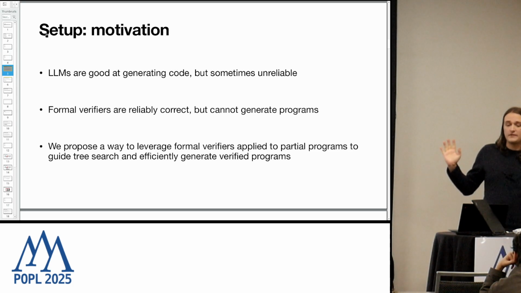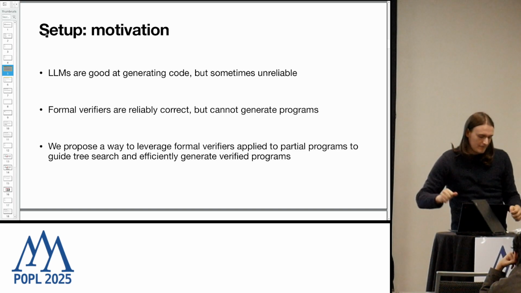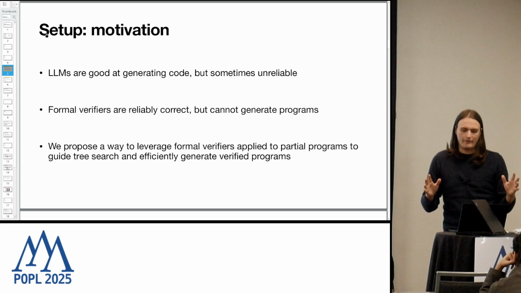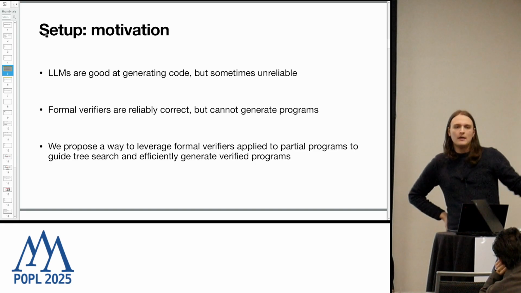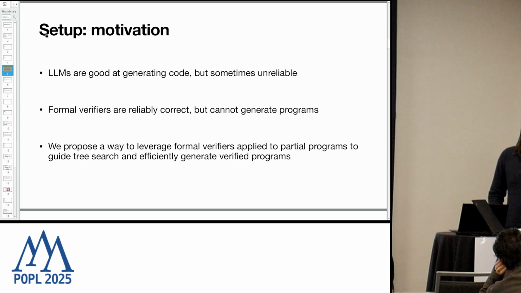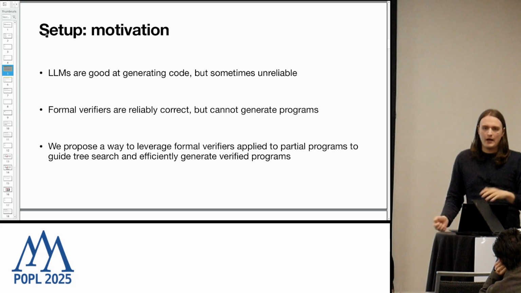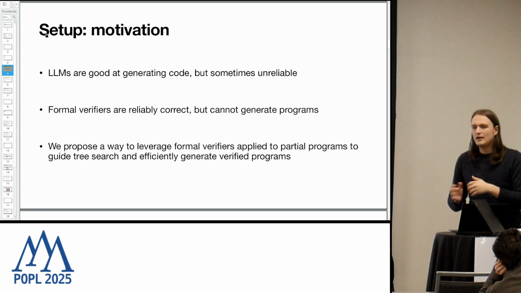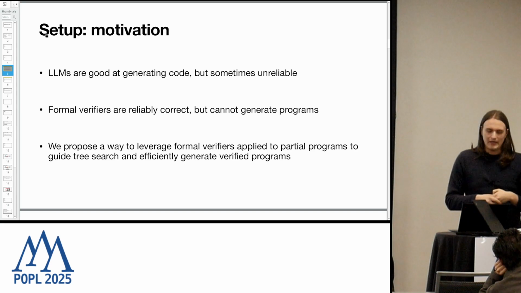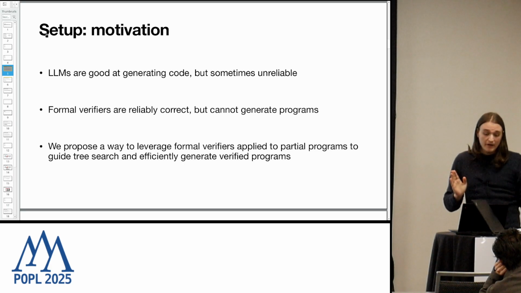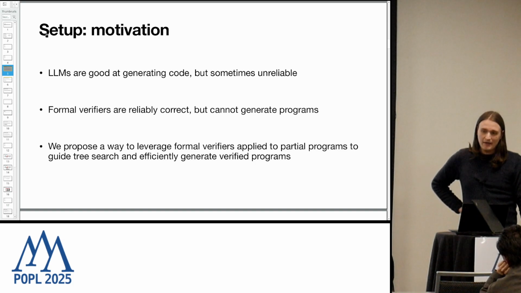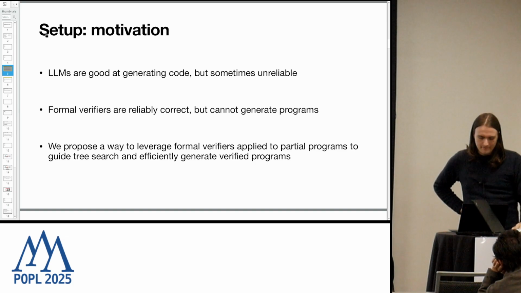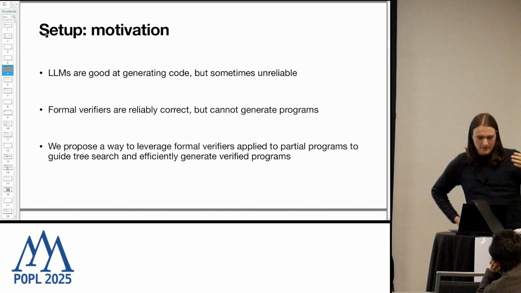As we've heard very often today, here's the basic pitch for this kind of arrangement. An LLM is pretty good at generating code, but it's sometimes unreliable, by which I mean it's probabilistic. It could output anything from some kind of brilliant proof to something that's really not very smart. Formal verifiers, on the other hand, are reliably correct, barring any bugs, but they can't generate programs. So why don't we just combine the two?